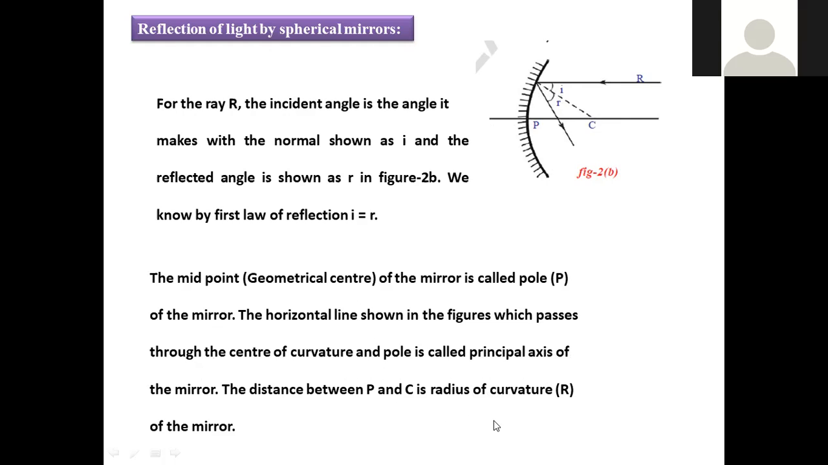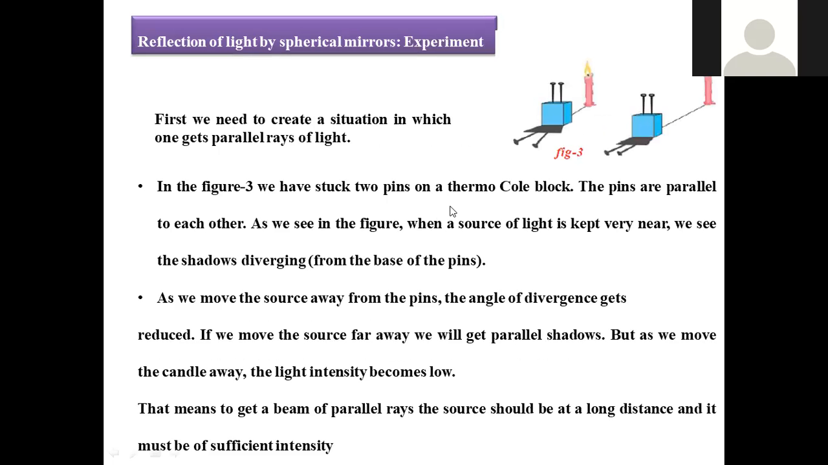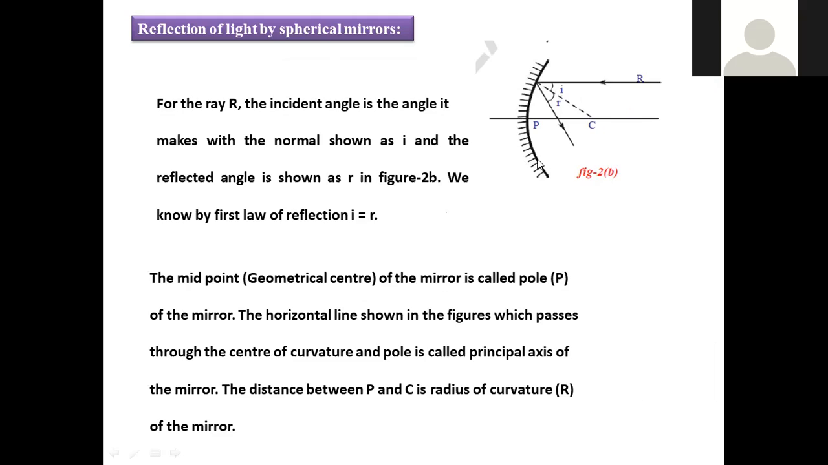The distance between P and C is called the radius of curvature. Here, point P is indicated on the mirror curvature, and point C is at a certain distance from the mirror. The distance between these points P and C, denoted with capital R, is called the radius of curvature of the mirror. These are the few inferences drawn from this experiment.